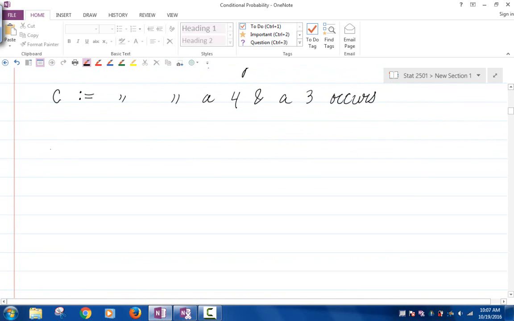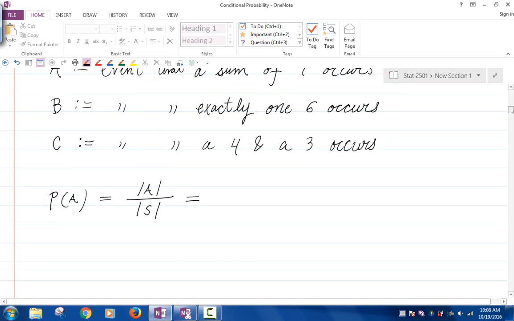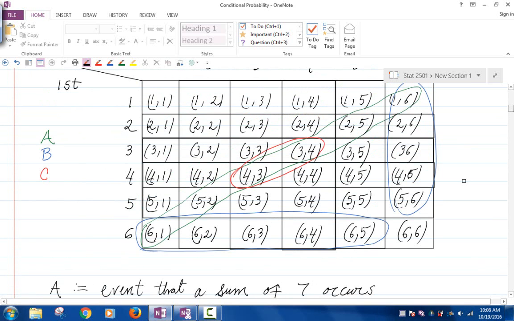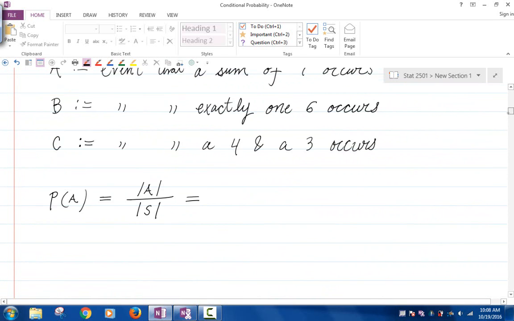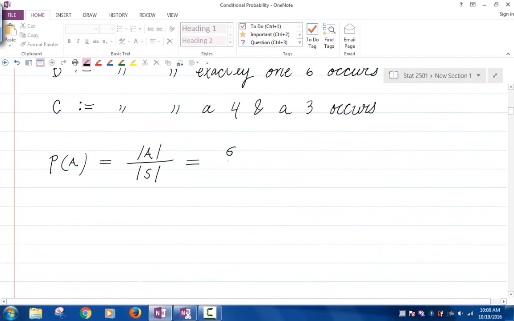So what's the probability of A then? Well, that's the number of elements of A divided by the number of elements of the sample space. And how many elements does A have? 6. So this is 6 divided by 36, which is 1/6.